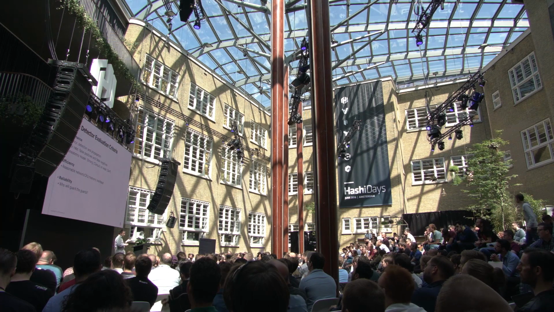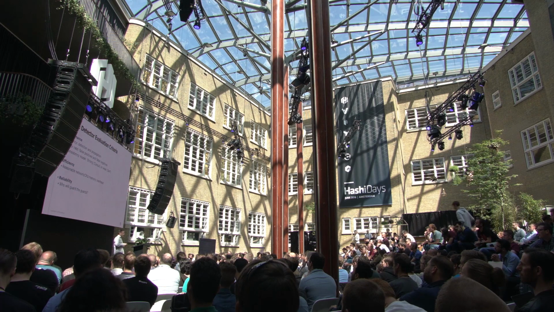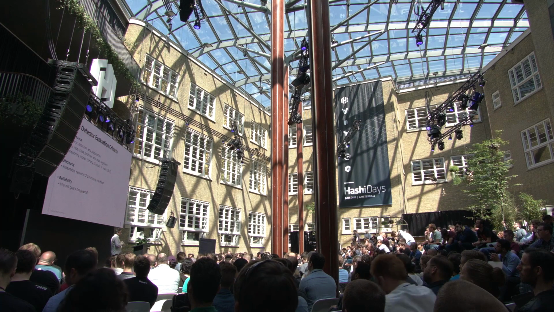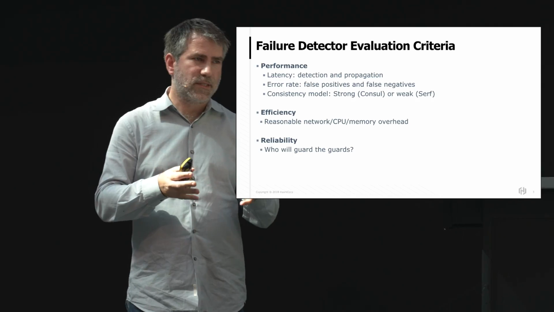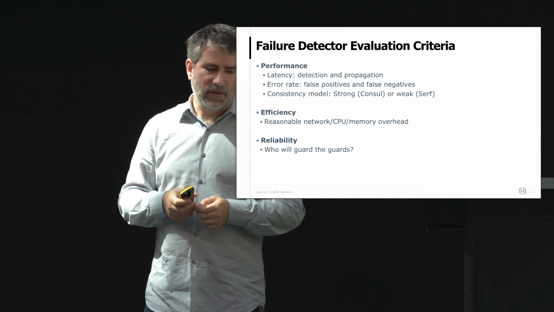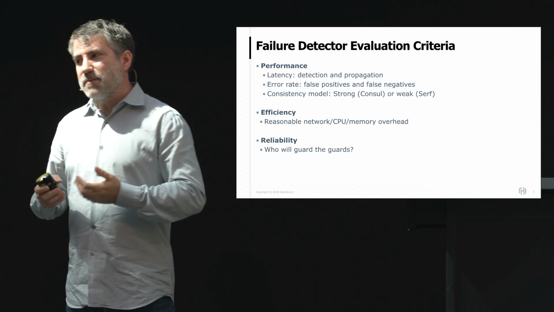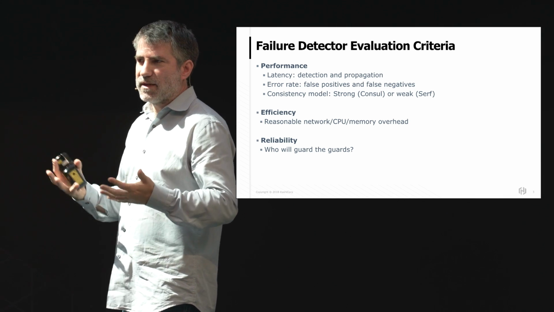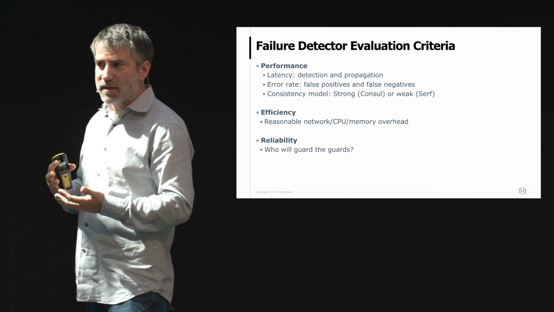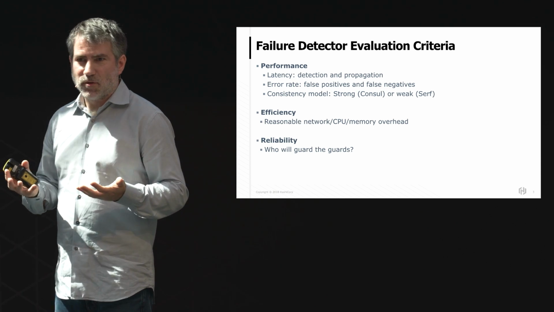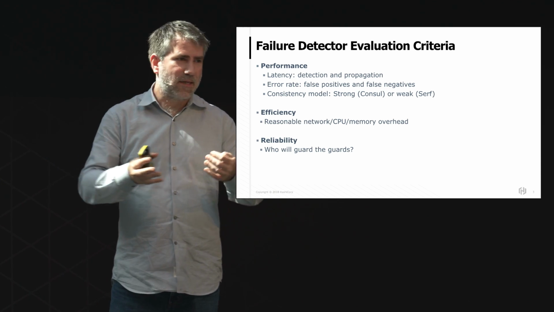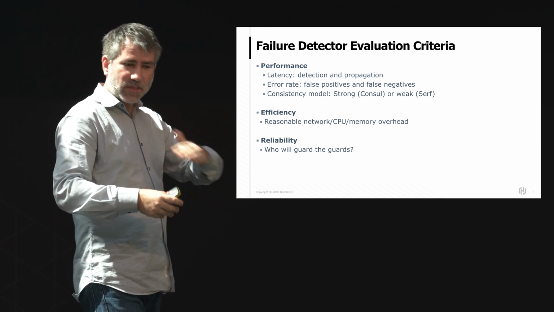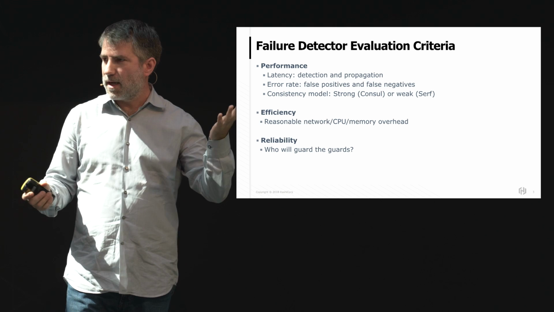And then for efficiency, of course, what is the overhead of all of this? How many messages are you going to send on the network, and how much CPU and memory on the instances where you're running this agent? And then reliability. In this particular case, this is a sensitive subject, because what's the point of having a failure detection mechanism if it itself is not reliable? We need to know when there's a failure, and we can't have this infinite regression of turtles all the way down. The buck stops somewhere, and you want to know that this is a reliable system.